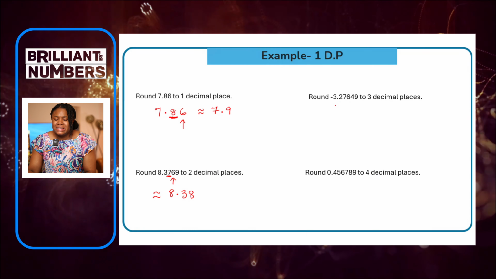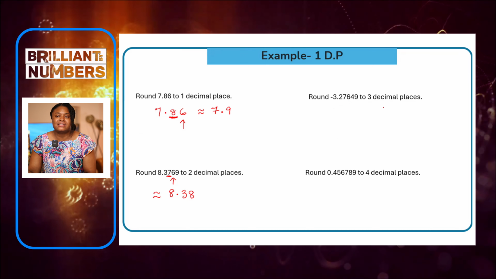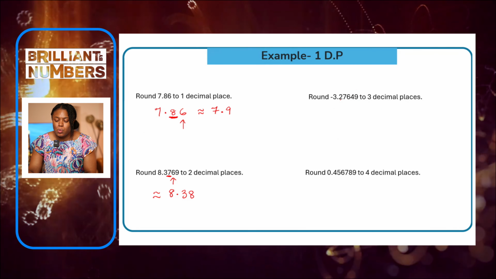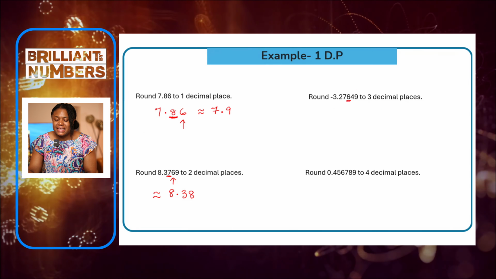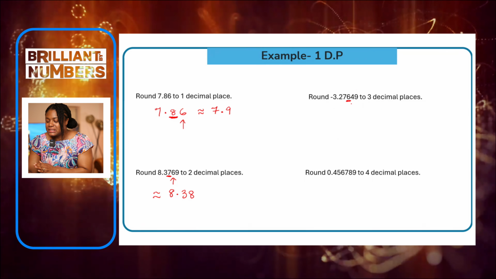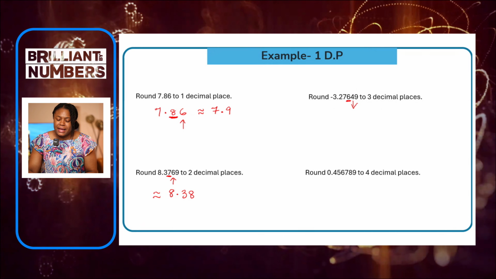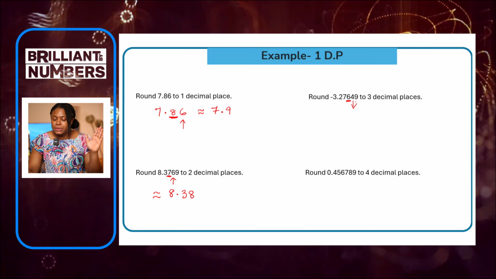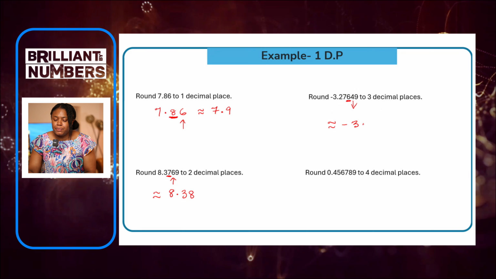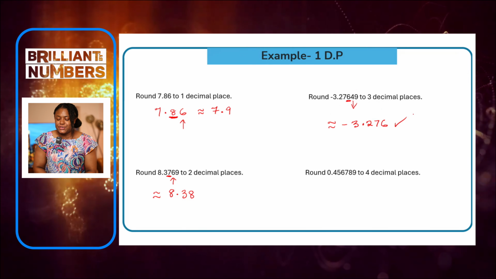We've got round negative 3.27649 to 3 decimal places. So again, after the decimal, to the right, I'm counting 1, 2, 3. 6 is in that position, but I must look at the digit after the 6, which is a 4. So I'm rounding down. So therefore, all digits after the 6 will be taken away. So the answer is minus 3.276. And that is our answer.